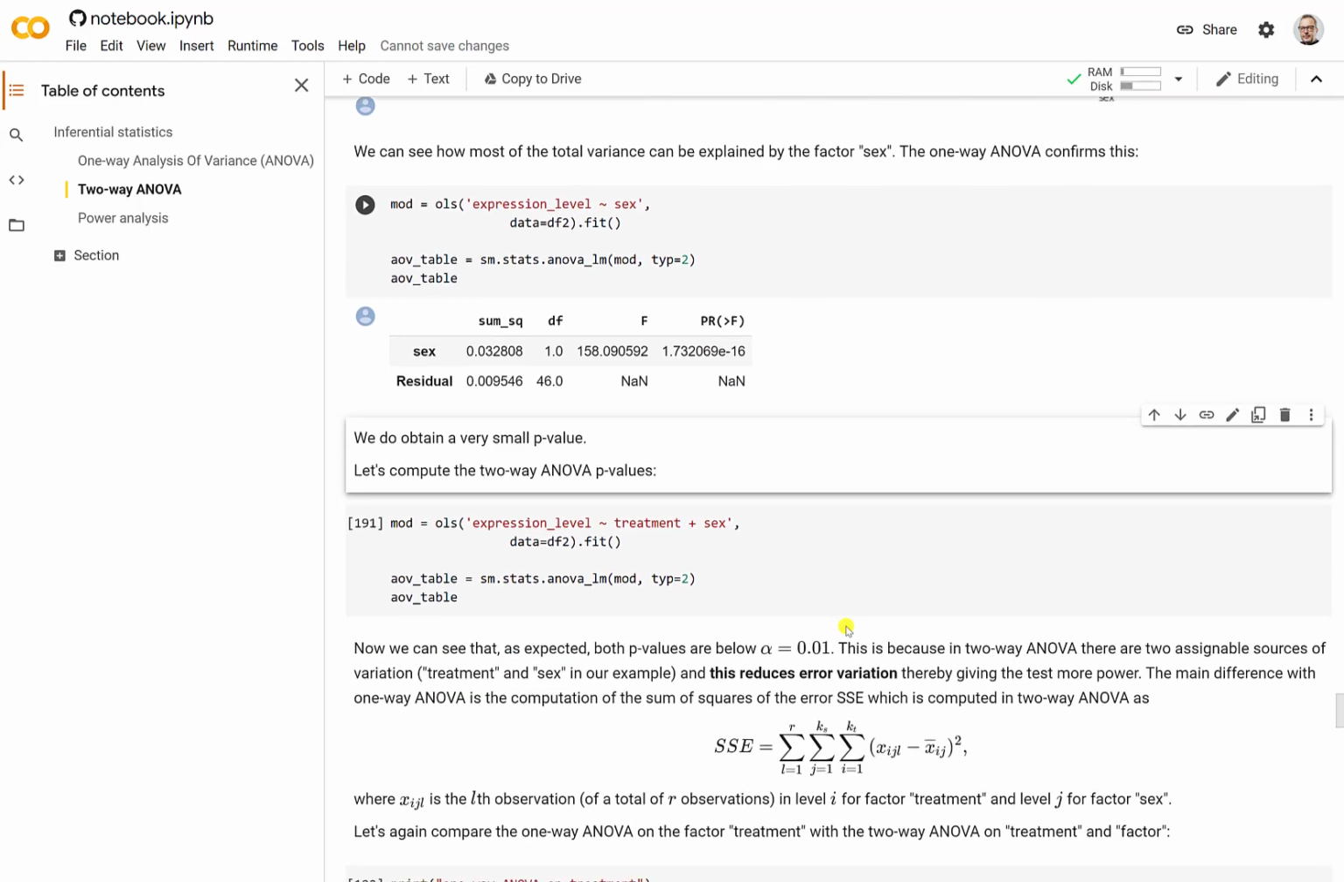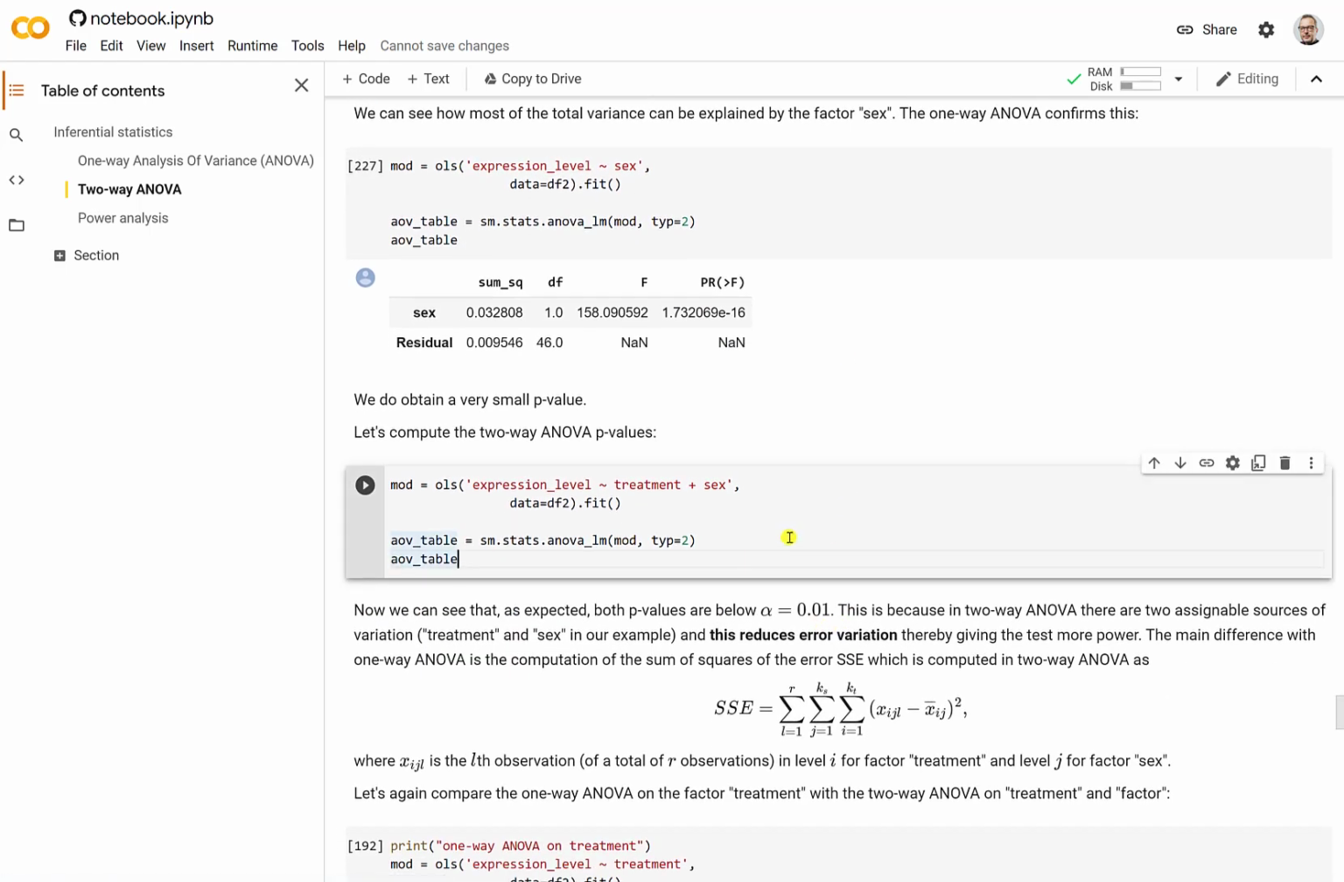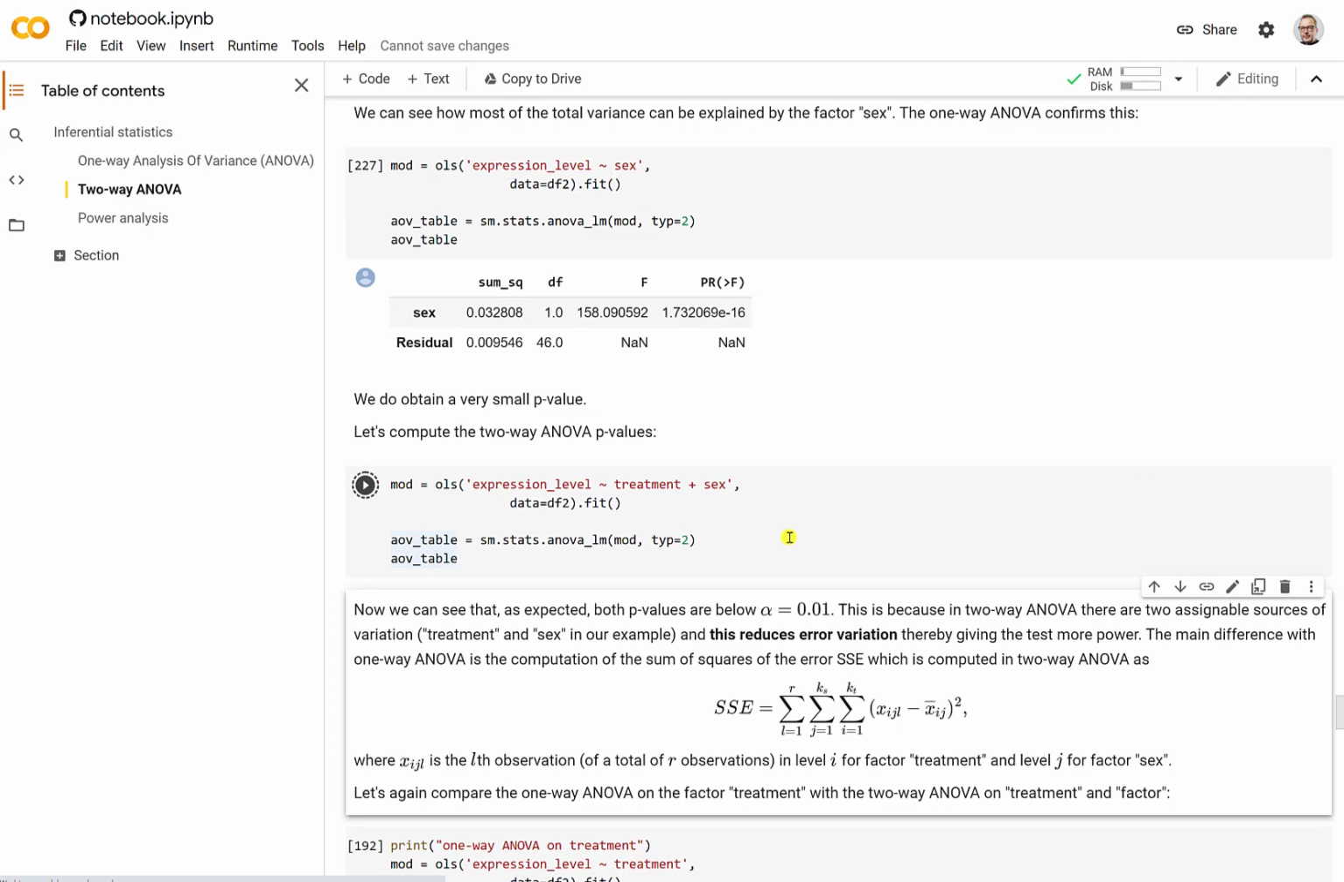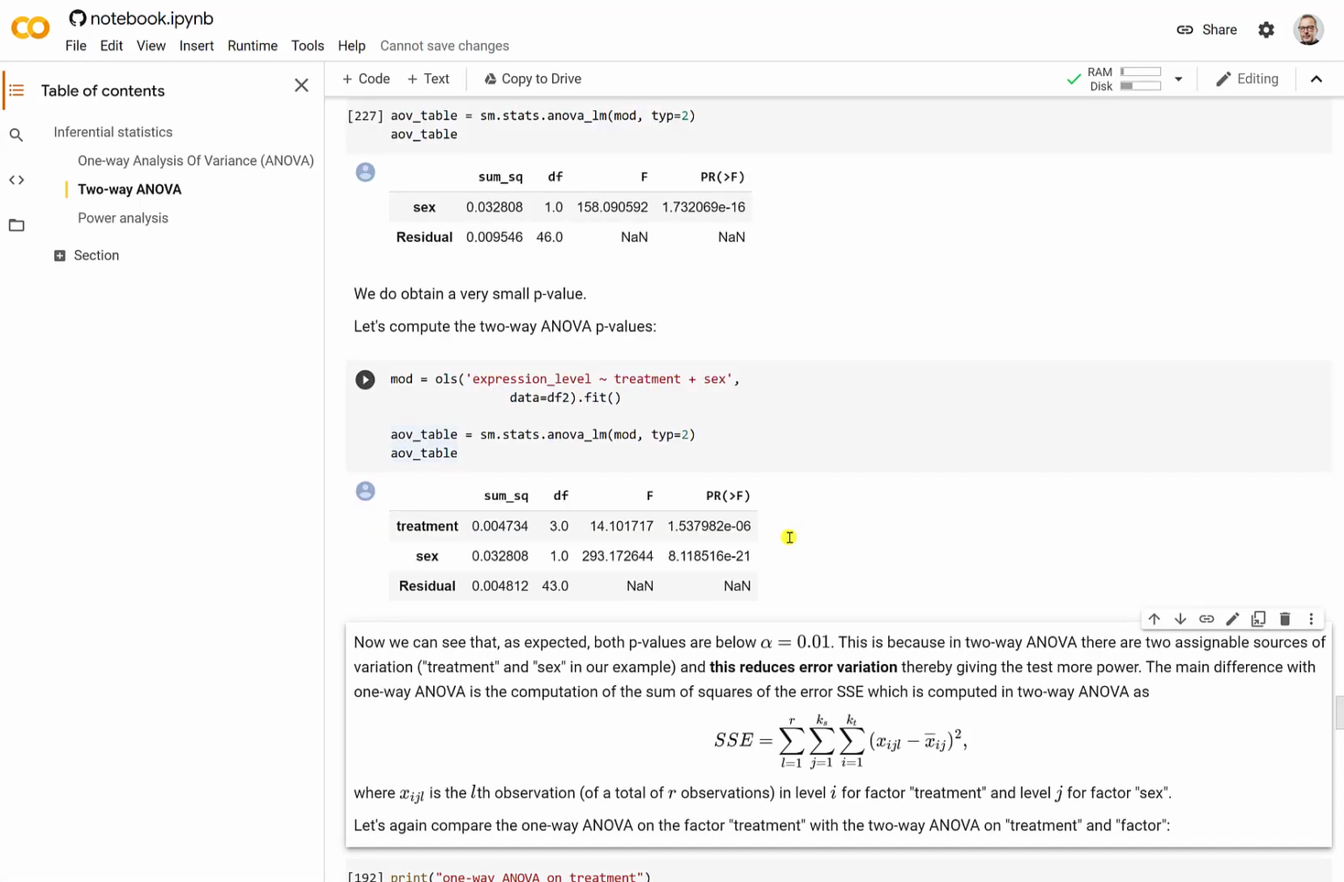Okay, and so now we're going to do the two-way ANOVA, right? Up till now we have only rejected the null hypothesis for our factor sex, but now we're going to partition the total variance based on both factors, treatment and sex, right? And so we're going to do the two-way ANOVA. And so now what you can see here, and that's again very important, is that we now have two very small p-values. In fact, the p-value for treatment has become very, very small, as expected.